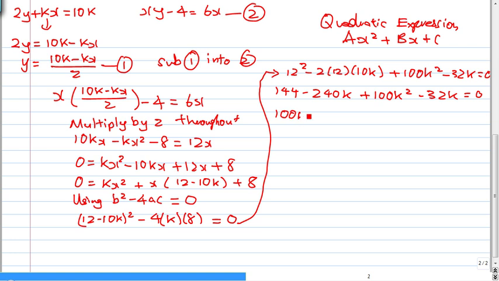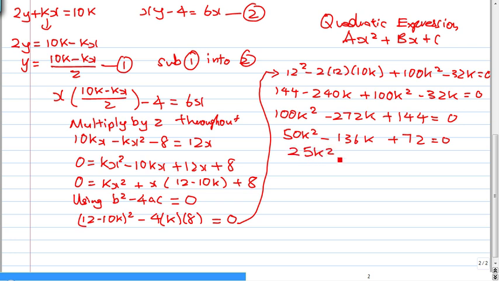Okay, put the 100k squared in front. Minus 240k minus 32k will be minus 272k, plus 144 equals 0. Let me divide by 2. I get 50k squared minus 136k plus 72 equals 0. Further divided by 2, 25k squared minus 68k plus 36 equals 0. Okay, now let me factorize this, because I want to find the value of k.